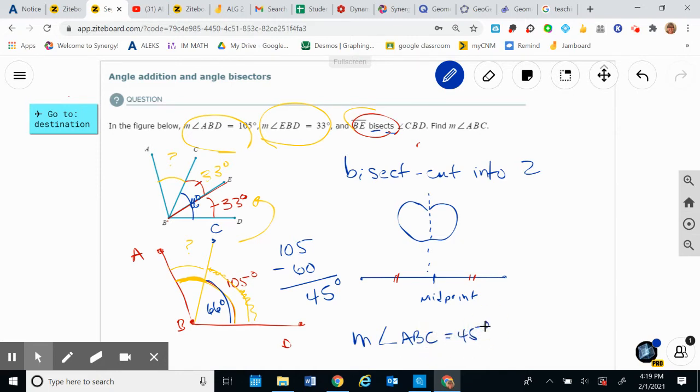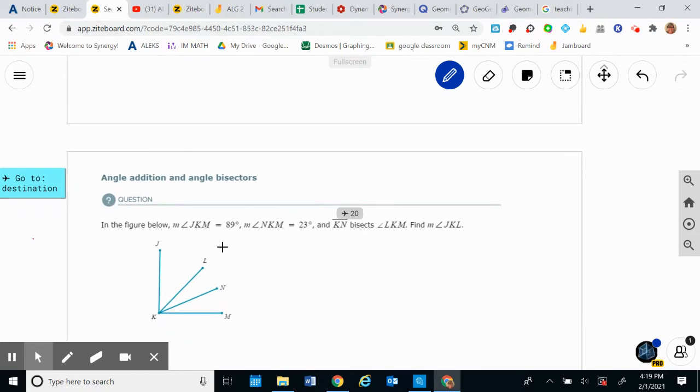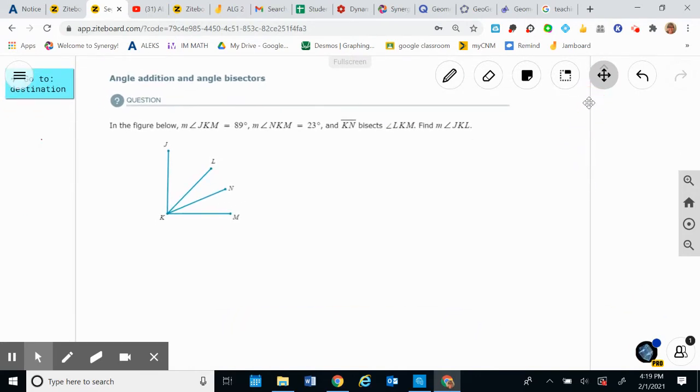I'm going to do another one of these because I think that it's kind of unusual. Also, if you feel like you need practice, pause the video and try to do it yourself and see if you can do it. Then check with my answer when you're done. That's probably the best way to do notes, by the way. So in the figure below, again, they're going to tell you what everything is.